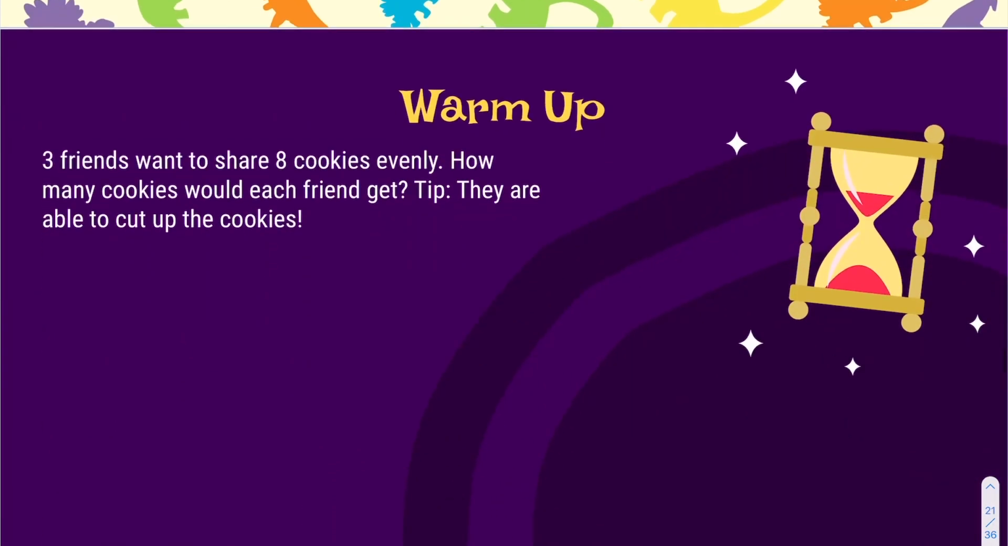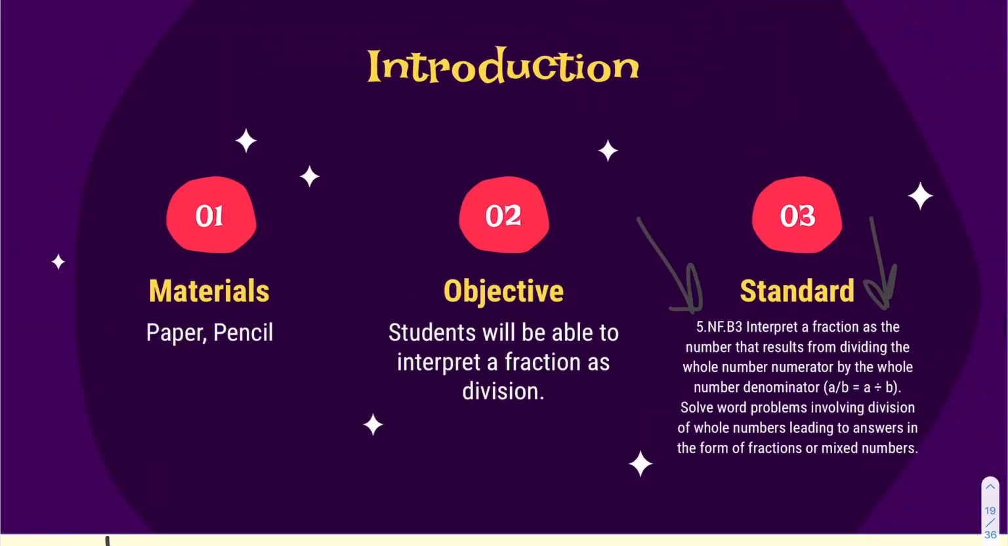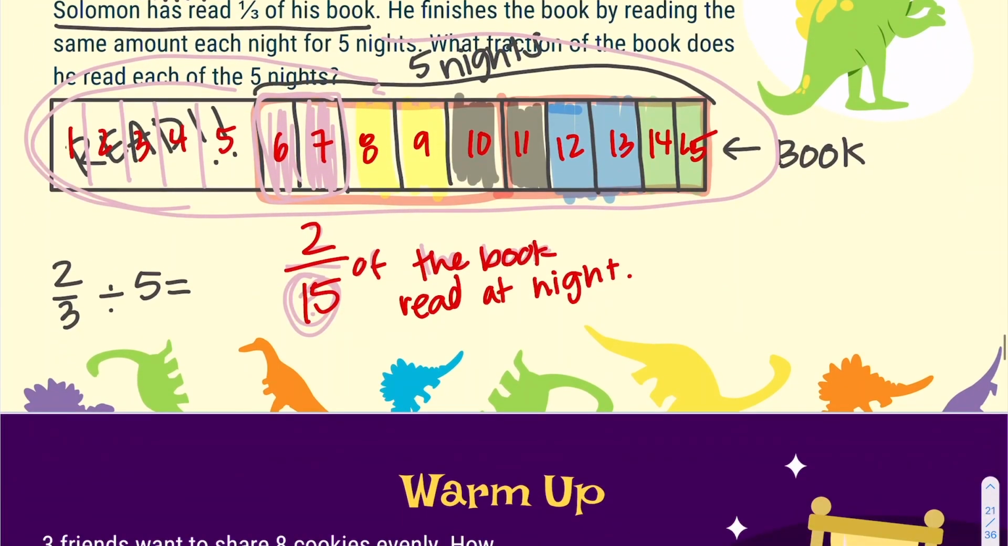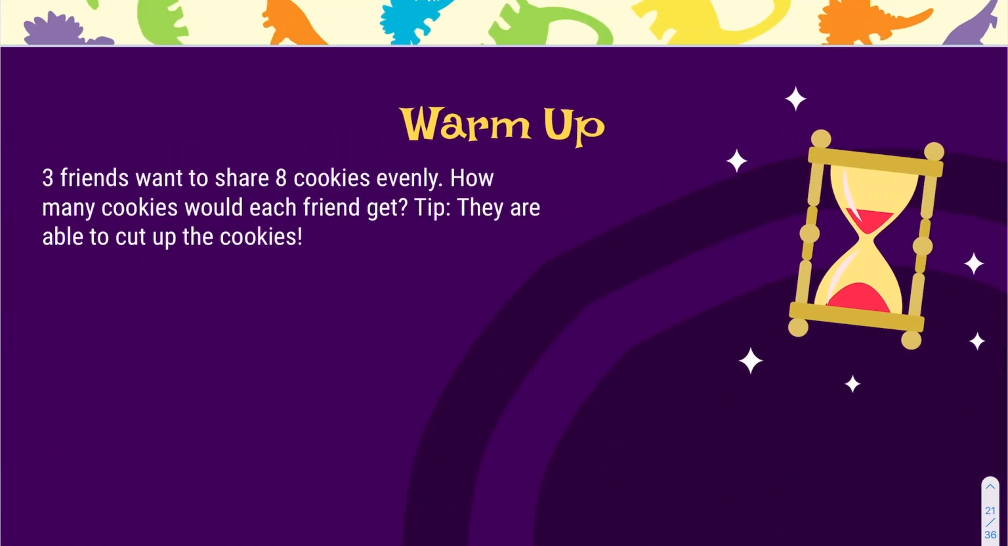Here is our warm-up. This is going back to our objective: students will be able to interpret a fraction as division. Let's read this together. It says 3 friends want to share 8 cookies evenly. How many cookies would each friend get? This is the division sentence: 8 divided by 3.